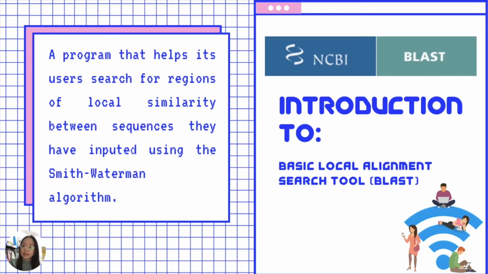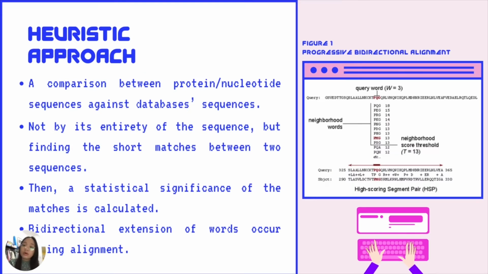First, what is BLAST? BLAST is a program that helps its users search for regions of local similarities between sequences they have inputted using the Smith-Waterman algorithm. With a heuristic approach, BLAST compares protein or nucleotide sequences against the database's sequences, not in their entirety, but by finding short matches between two sequences. Then a statistical significance of the matches is calculated. Bidirectional extension of words occurs during alignment, as seen in figure 1.